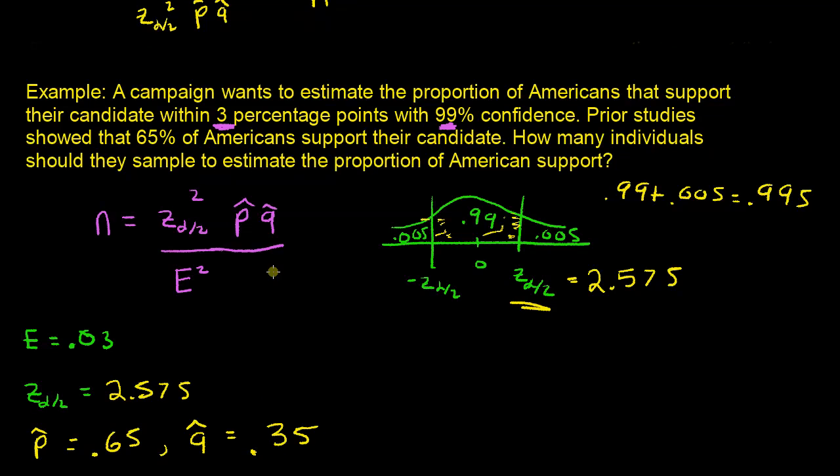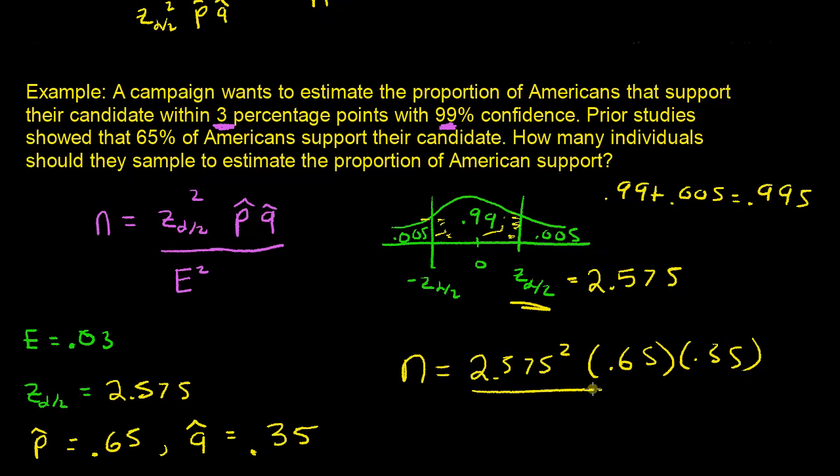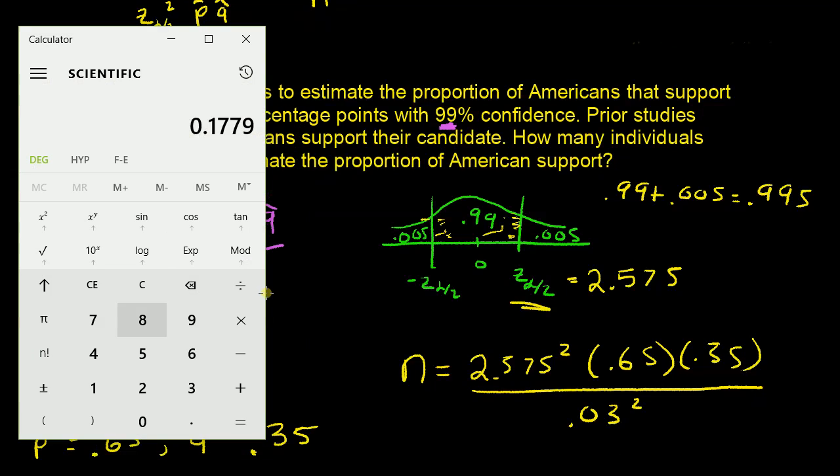And let's see, what else? Oh, yep, that's everything. We have everything that we need to calculate the sample size. So let's go ahead and do that. So 2.575 squared times 0.65 times 0.35, all of this divided by 0.03 squared. All right, let's pull out our calculator and do this.